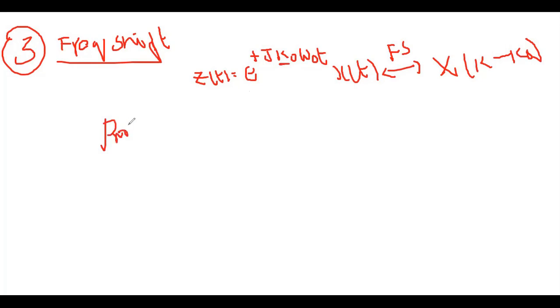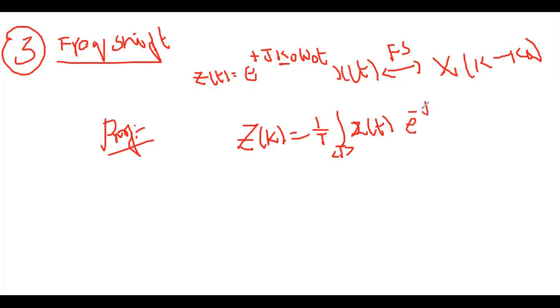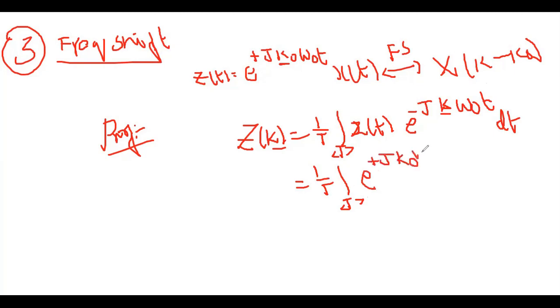So proof. The exponential Fourier series: z of k is equal to 1 by T the integral of z of t into e power minus jk omega naught t dt. Here it is k, and here also k. This is the formula for the exponential Fourier series, that was the analysis equation. So replace z here: 1 by T the integral, and for z of t, take e power plus jk naught omega naught t x of t, multiplied with e power minus jk omega naught t dt.